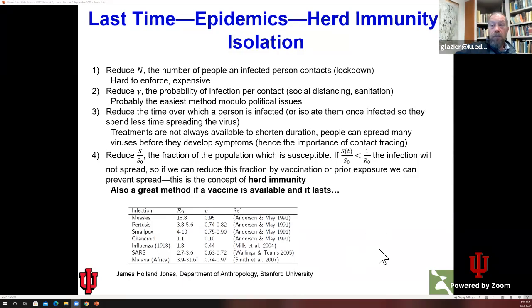And in this particular little table, which was from an online set of slides that I found by somebody named James Holland Jones, he took R naught, got 1 over R naught, and calculated what fraction of the population you have to vaccinate to make things work. And again, measles, where R naught's 20, you have to vaccinate essentially everybody. Influenza, you can do a little bit better. Of course, we've had a pretty decent influenza vaccine for a long time, and we still have influenza epidemics. Well, not this year, but every other year we've had influenza epidemics.